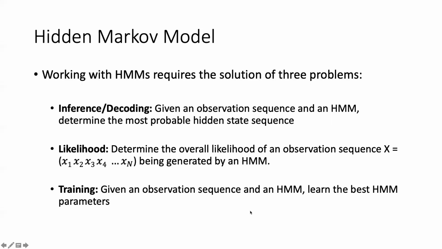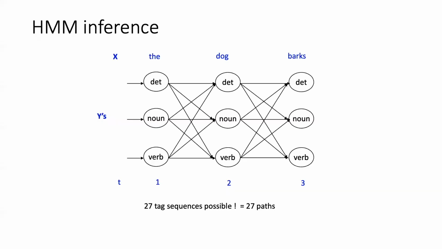With this background on the HMM, let's see the three problems we want to address in HMMs. First one is the inference problem: given an observation sequence and an HMM, determine the most possible hidden state sequence. In the likelihood problem, determine the overall likelihood of an observation sequence X being generated by the HMM. While in training, we have to find the best parameters for the HMM for the given data. Let's first discuss the inference problem.